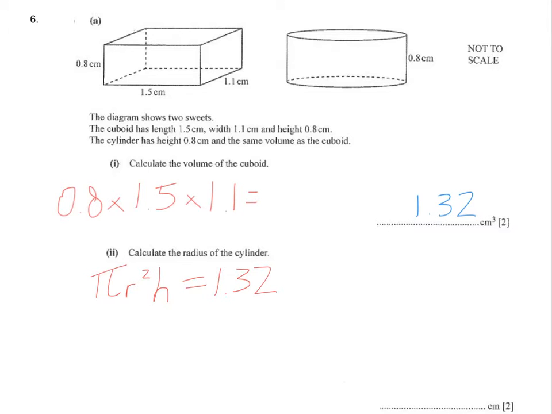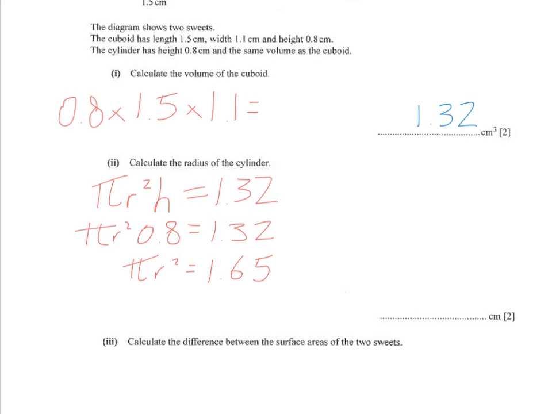I'll just substitute in what h is, which is 0.8. So pi r squared times 0.8 equals 1.32. So I'm just going to divide by 0.8, which gets us 1.65. So pi r squared is equal to 1.65. So to finish this question off, I'm going to have to find r as the subject of the formula.